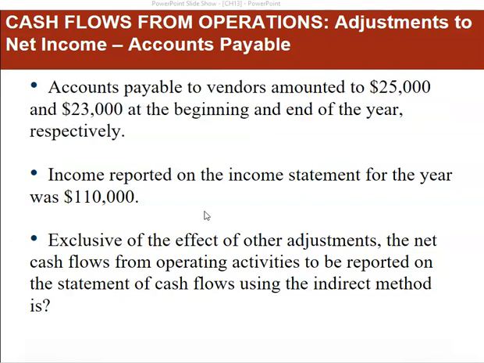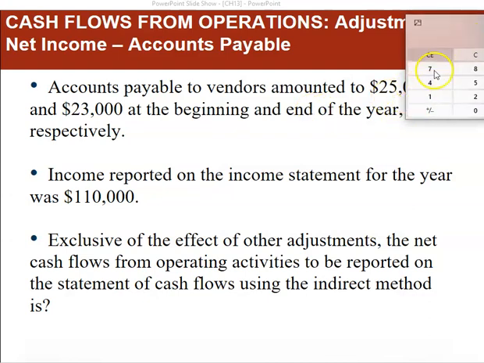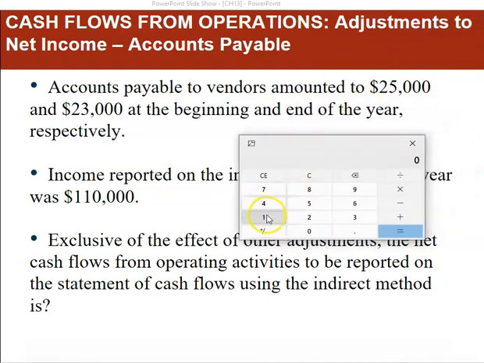It says accounts payable to vendors amounted to $25,000 and $23,000 at the beginning and end of the year, respectively. So we kind of have the opposite thing going on here. Let's just see here. Our starting point is 110,000. And we owed 25,000. Now we owe 23,000.